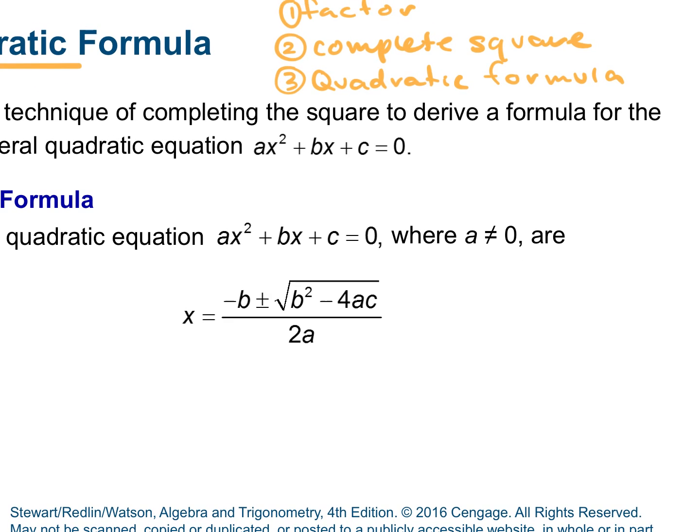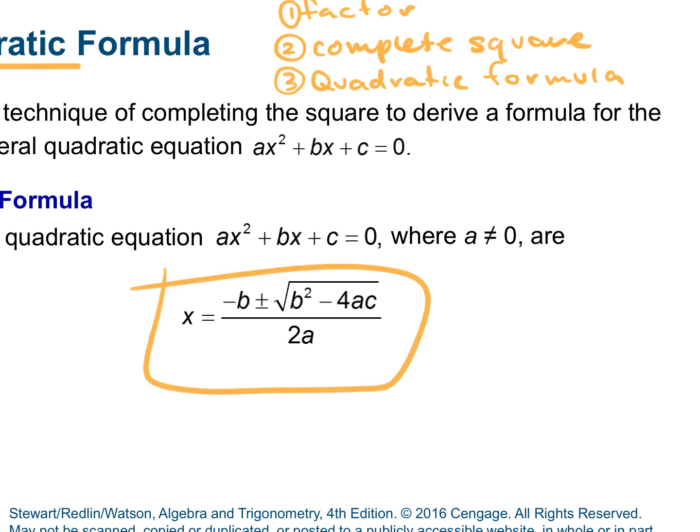So our quadratic formula is x equals negative b plus or minus the square root of b squared minus 4ac divided by 2a, where a is the number in front of your x squared, b is the number in front of your x, and c is your constant. So in order to use the quadratic formula, it has to be equal to 0 before you figure out what your a, b, and c are. Once you find your a, b, and c, just plug them in and simplify.